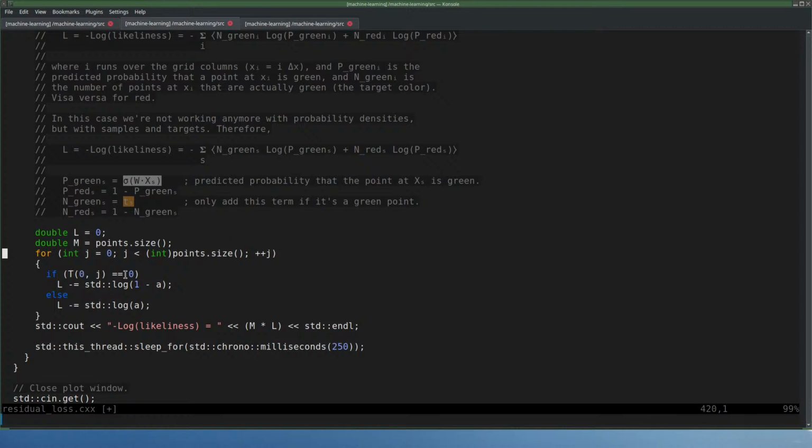If t equals 0, then n green is 0. So this does not count, so we use 1 times the log of p red, which is 1 minus p green, which is the sigma. 1 minus the sigma, yep. And otherwise we're going to end up with the sigma itself. So it looks good. Maybe A is a bit vague, let's use sigma.